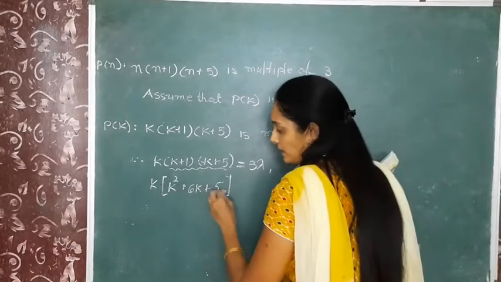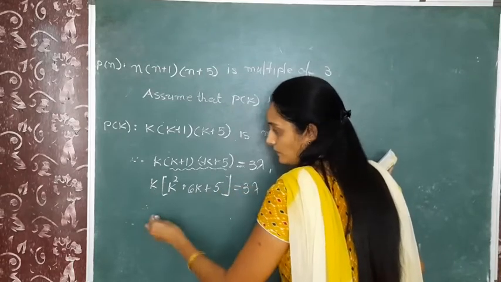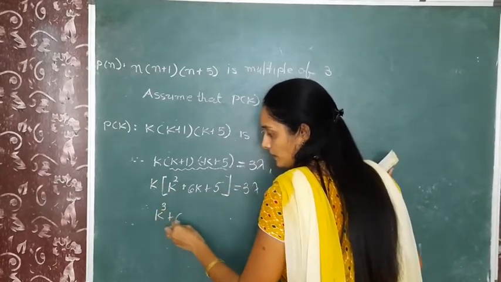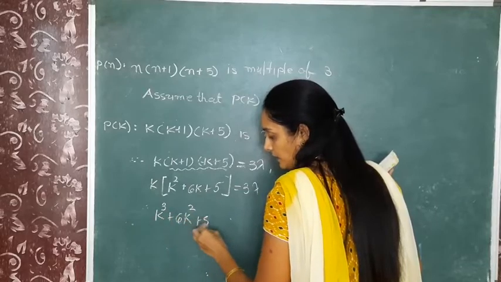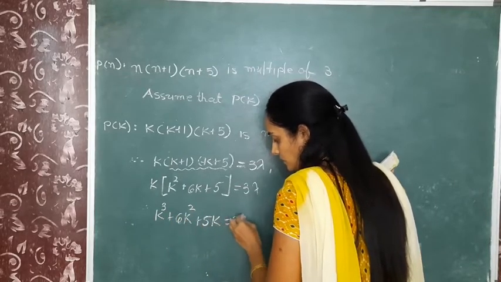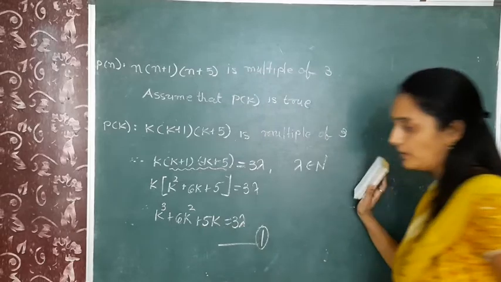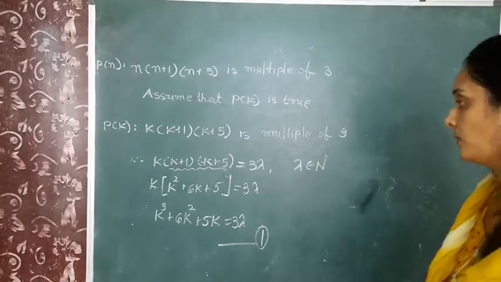Okay, now k is multiplied by this bracket. So k cube plus 6k square plus 5k is equal to 3 lambda. Result number 1.